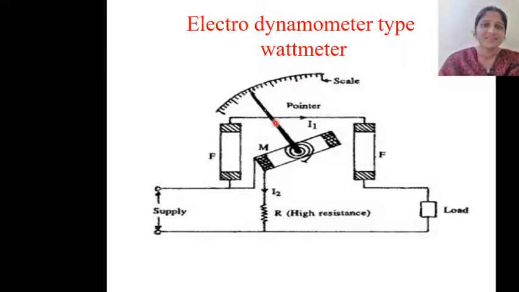Okay. So the construction consists of two fixed coils which are placed in parallel and connected in series to the load. And there is one moving coil which is placed in parallel with the load, and it is placed on a spindle, and on that spindle a pointer is placed to indicate the reading over the scale. This scale is uniform.